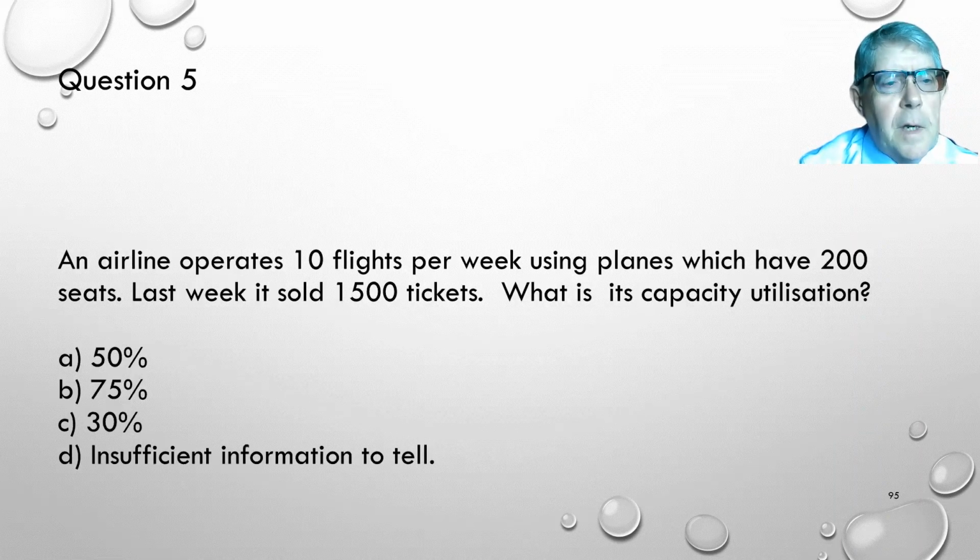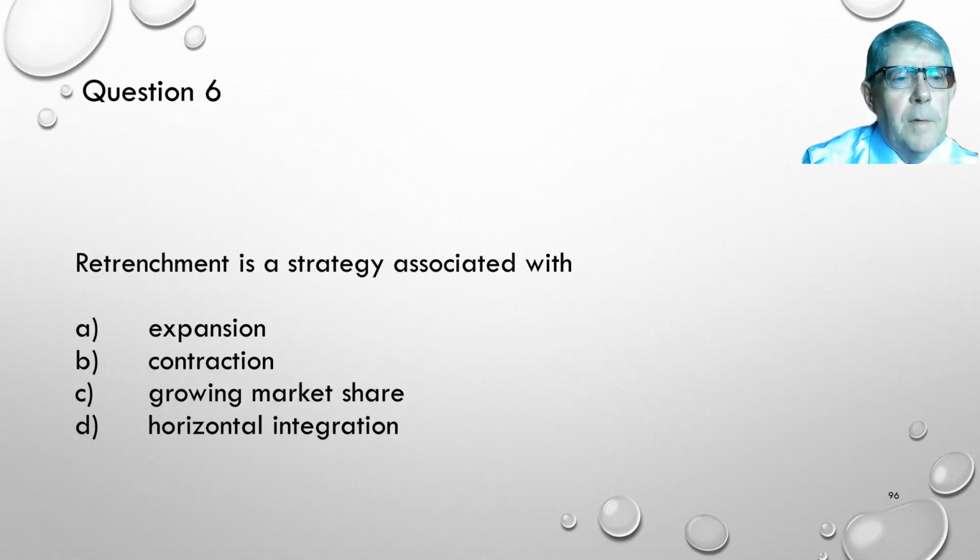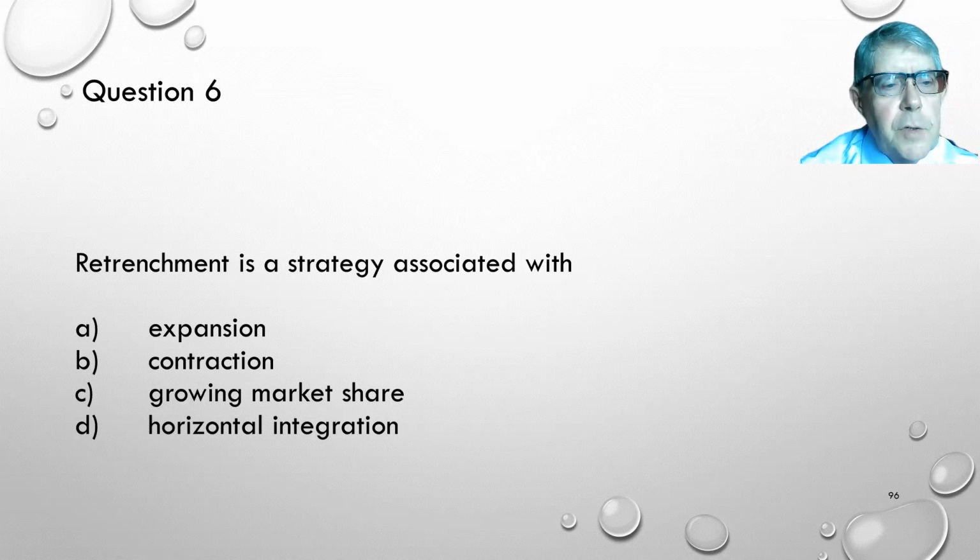Question 5. An airline operates 10 flights per week using planes which have 200 seats. Last week, it sold 1,500 tickets. What is its capacity utilisation? Is it A, 50%, B, 75%, C, 30%, or D, is there insufficient information to tell? Question 6. Retrenchment is a strategy associated with A, expansion, B, contraction, C, growing market share, or D, horizontal integration.